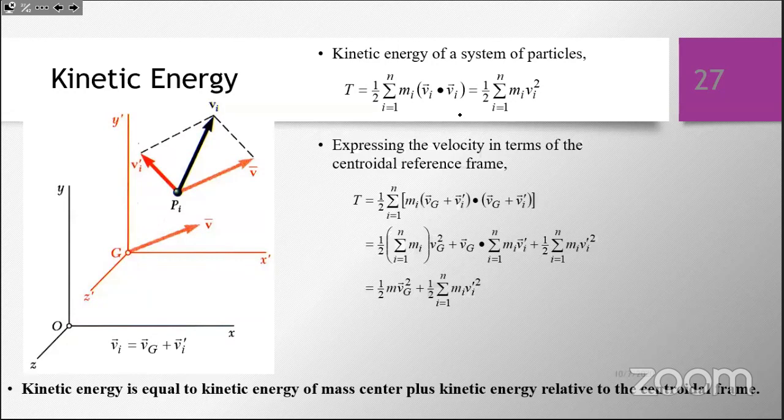If we do this in terms of my centroidal reference frame like we did before, we get an equation that looks like this, right? So it turns out that the total kinetic energy is the kinetic energy of the center of gravity plus the kinetic energy of all of my particles. All right, so kinetic energy is equal to the kinetic energy of the center of mass plus the relative kinetic energy in the centroidal frame.